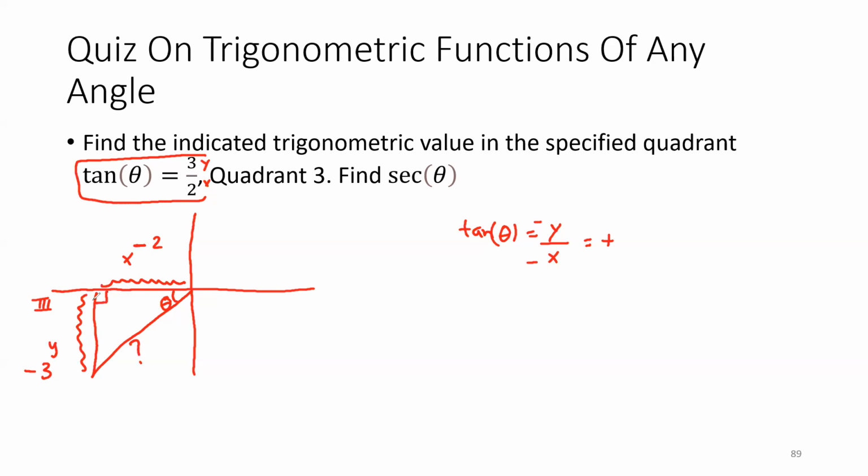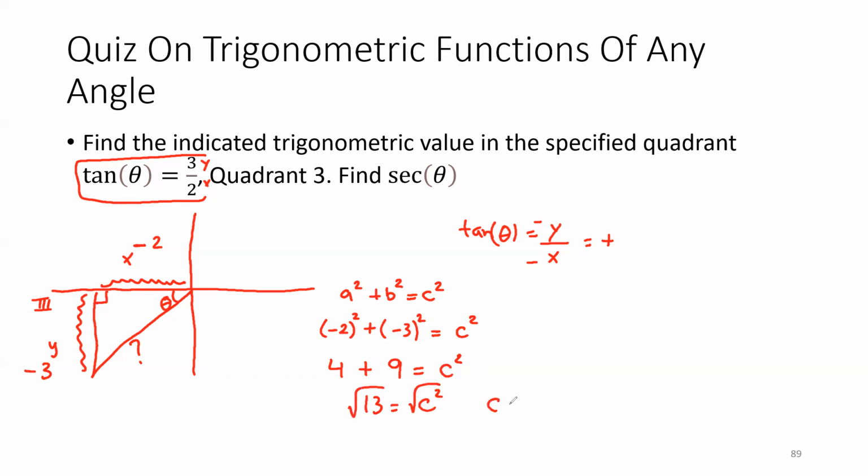Since this forms a right triangle, we're going to apply the Pythagorean theorem. One of my legs is -2 squared, and my other leg is -3 squared, equals c squared. So -2 squared is 4, plus -3 squared is 9, equals c squared. 9 plus 4 is 13. Take the square root: c equals the square root of 13. So my hypotenuse is definitely radical 13.